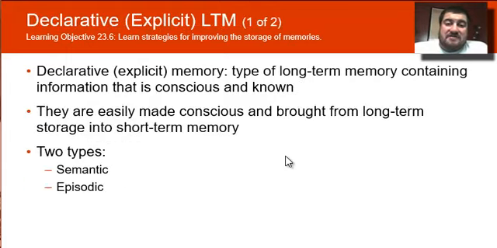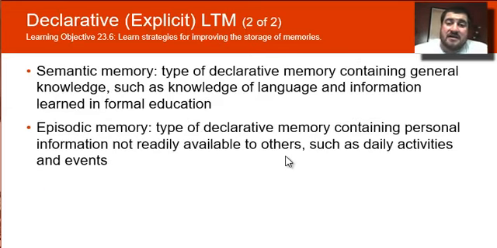And then declarative memory is the type of long-term memory that is the information. And it's easily retrieved. If I asked you who the first president of the United States was, you would be able to tell me. You bring it from your long-term memory into your short-term memory and then use it and tell me. Two types: semantic is your information, and episodic is your episodes, memories, events of your life.